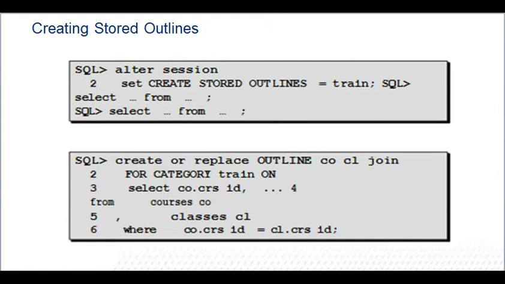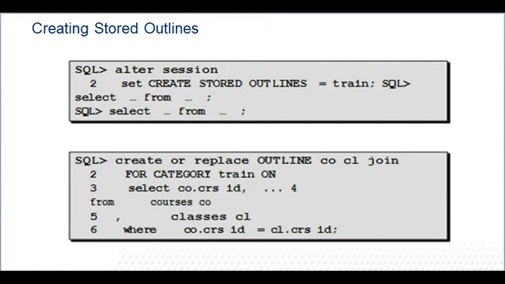Creating stored outlines. The server can create outlines automatically, or we can create them for specific SQL statements. Outlines use the cost-based optimizer because they rely on hints. Categories. Stored outlines can be grouped by categories. The same SQL statement can have a stored outline in more than one category. For example, we may want to have an OLTP category and a DSS category. If a category name is omitted, outlines are placed in the default category.